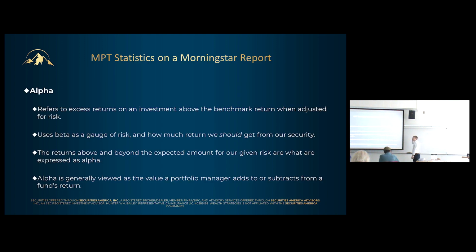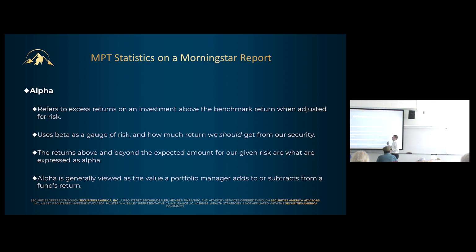So the next one that we're going to look at is alpha. And the reason I do alpha next, you might think, why not do it in alphabetical order? Because alpha uses beta. I'll explain what that means in just a second. So alpha refers to excess returns on an investment above the benchmark return when adjusted for risk. When we look at the calculation for this, it'll become much more apparent. This is a much simpler calculation than beta is.